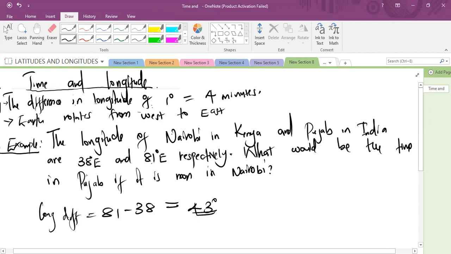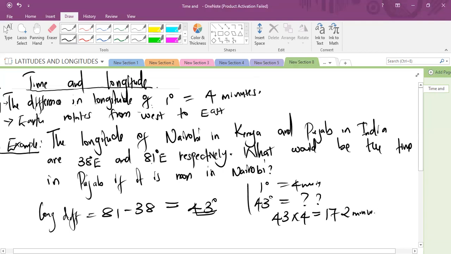We know that 1 degree is equal to 4 minutes. So what of a longitude difference of 43 degrees? Evaluating this is 43 times 4 minutes, and this will give us 172 minutes. If we convert this 172 minutes into hours, we divide by 60, and that will give us 2 hours, 52 minutes.